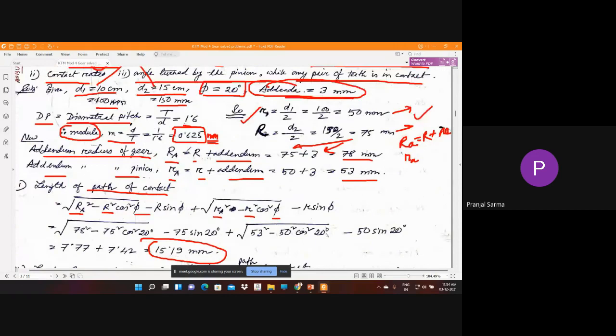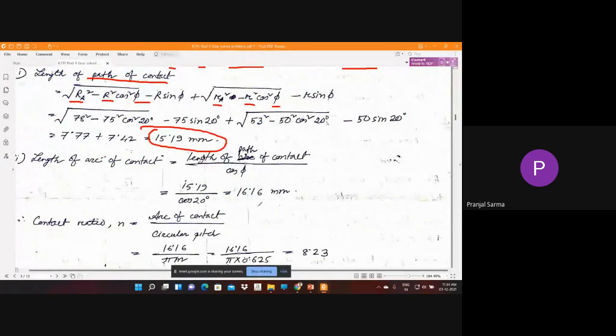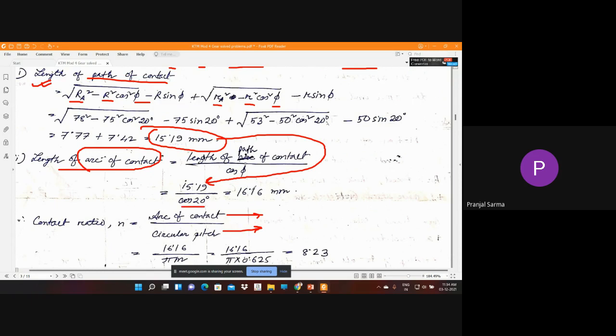Now we also need to find the contact ratio. The contact ratio we can obtain as arc of contact divided by circular pitch. We know the path of contact, so from it we can find the arc of contact. Arc of contact is nothing but path of contact divided by the cos of the pressure angle, cos phi. So path of contact 15.19 millimeter divided by cos 20 gives you the arc of contact as 16.16 millimeter. And what is the contact ratio? N equals arc of contact divided by circular pitch, pi m.